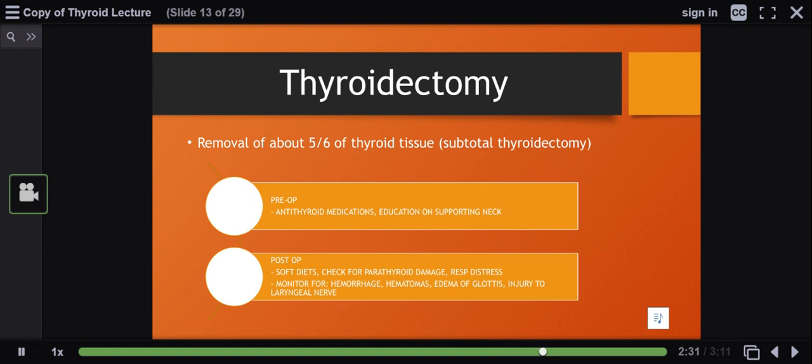It's extremely important in the immediate post-op phase to have a tracheostomy kit at the bedside. We also want to monitor for any parathyroid damage, which can cause disturbances in calcium levels. So we would be monitoring for signs of tetany or hyperirritability of the nerves that we would see in an alteration in calcium levels. Along with a tracheostomy kit, we also want to make sure that IV calcium gluconate is also at the bedside if there is any damage to the parathyroid glands and calcium levels.